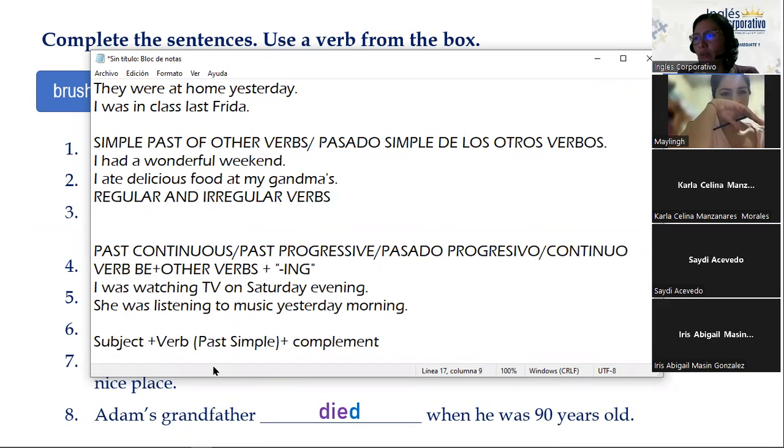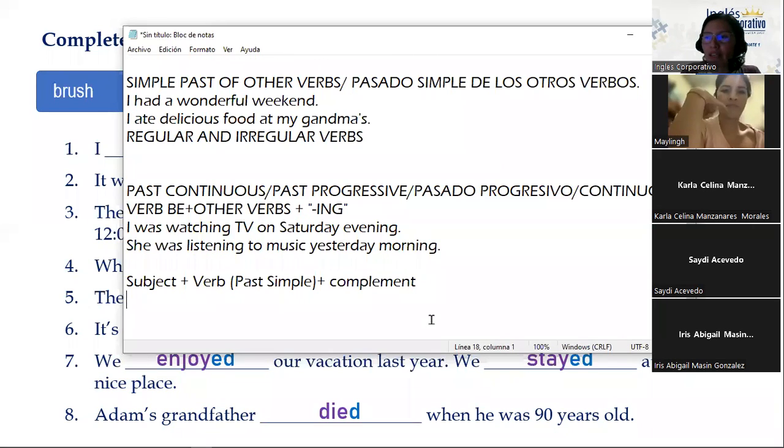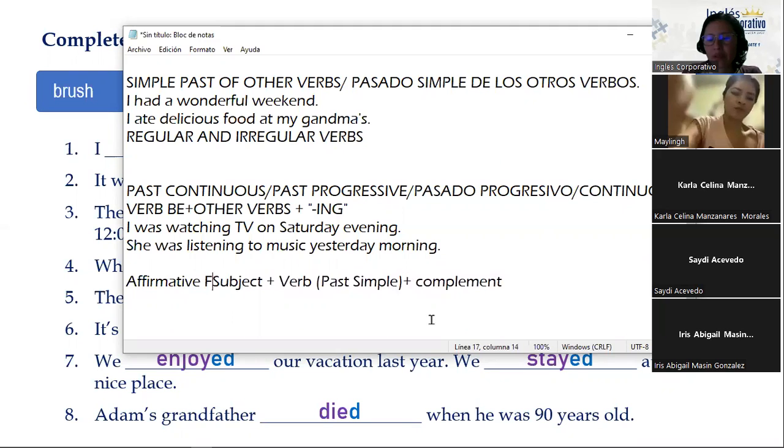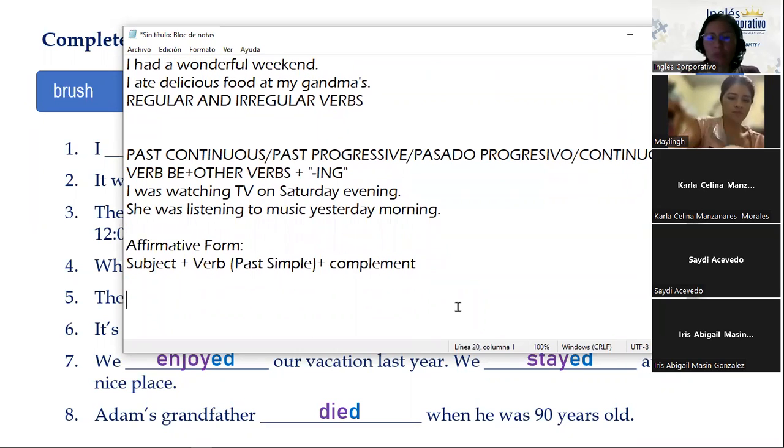Entonces, como les digo, este tema es bien largo, como quisiera tener más clases para poder explicar cada cosa pues, en su día, pero vamos a hacerlo de una forma simple. Ahora bien, esa es la forma afirmativa, chicos. This is the affirmative form, ¿ok? Entonces, si usted se fija, esta es la parte quizás más compleja. ¿Por qué, teacher? Porque luego in the negative form, ¿ok?